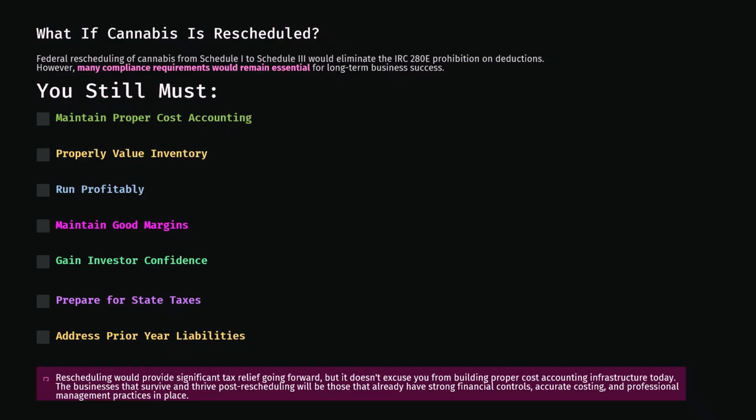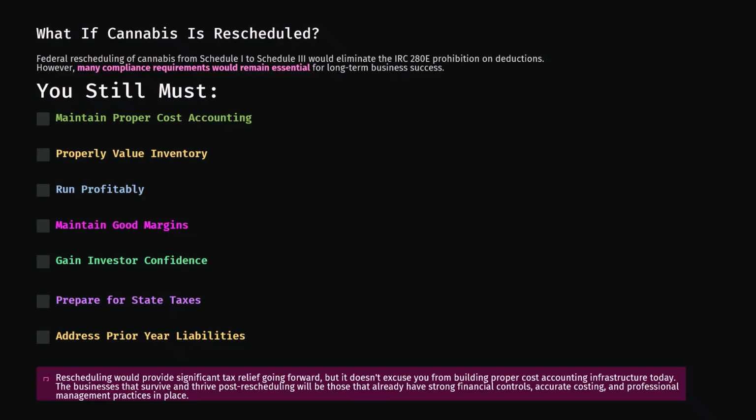Understanding your true production costs isn't just about taxes, it's about profitability, price strategy, and competitive positioning. You'll still need to properly value inventory. 471 requirements for inventory accounting don't disappear with rescheduling. Proper inventory valuation remains mandatory for GAAP compliance, lender requirements, and accurate financial reporting.